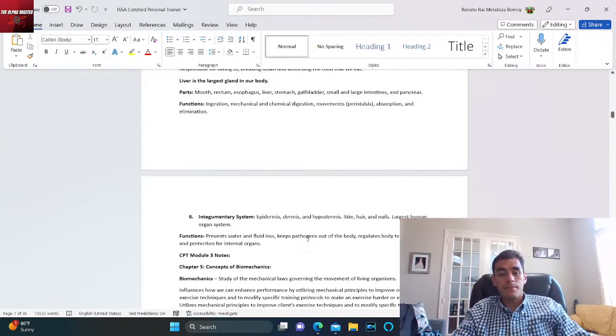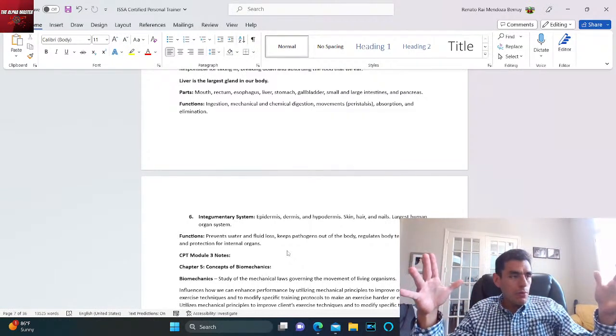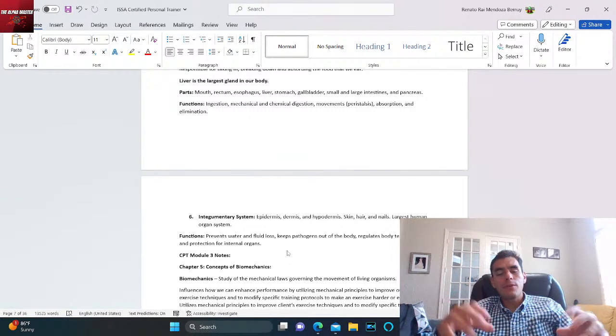CPT Model 3. The reason I'm recording all this is that once everything is out and I'm ready for the final exam, all these materials are going to help me review the topics that I'm going to see later on.